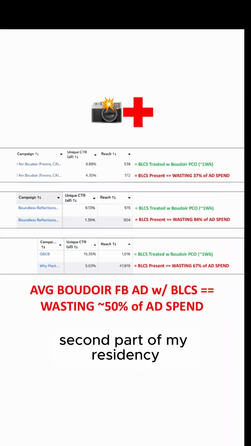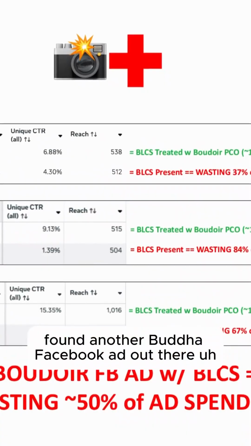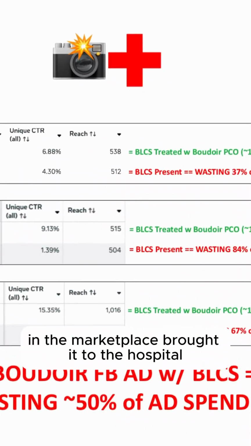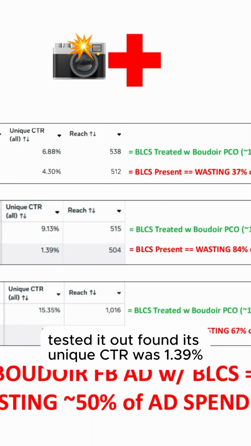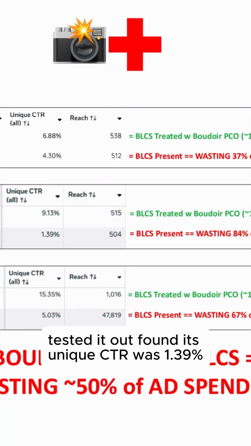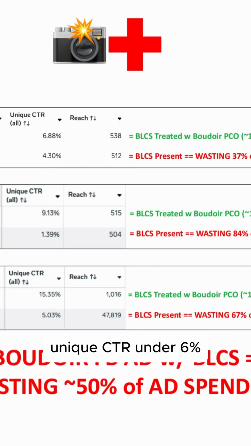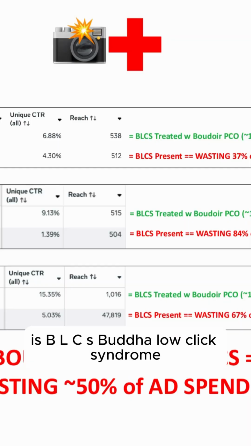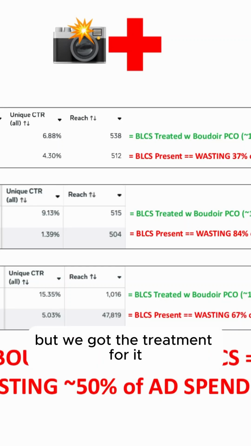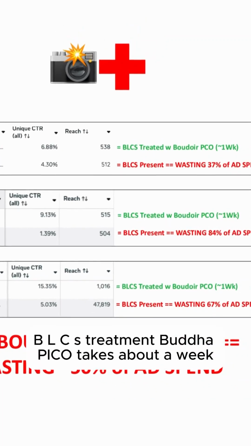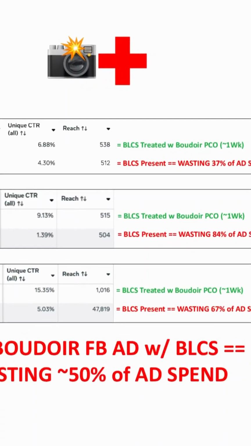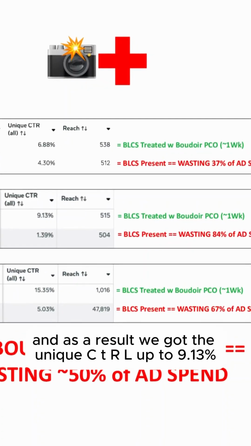All right, second part of my residency: found another Boudoir Facebook ad out there in the marketplace, brought it to the hospital, tested it out, and found its unique CTR was 1.39%. So we discovered that BLCS was present. Unique CTR under 6% is BLCS, Boudoir click syndrome, but we got the treatment for it. BLCS treatment with Boudoir Pico takes about a week. As a result, we got the unique CTR up to 9.13%.